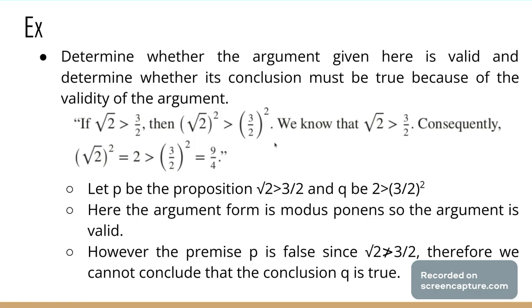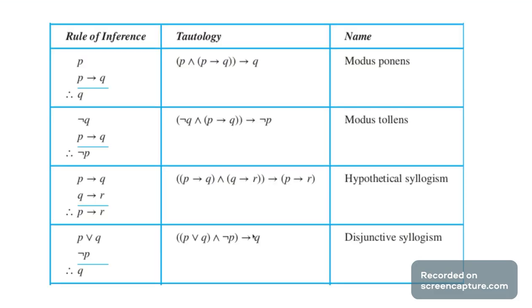Have you understood? The statement is of the form P implies Q and P. P implies Q is true, but P is not true. So we cannot imply that Q is true. Now let's look at the other rules of inference. We already saw modus ponens. Now we are going to look at modus tollens.